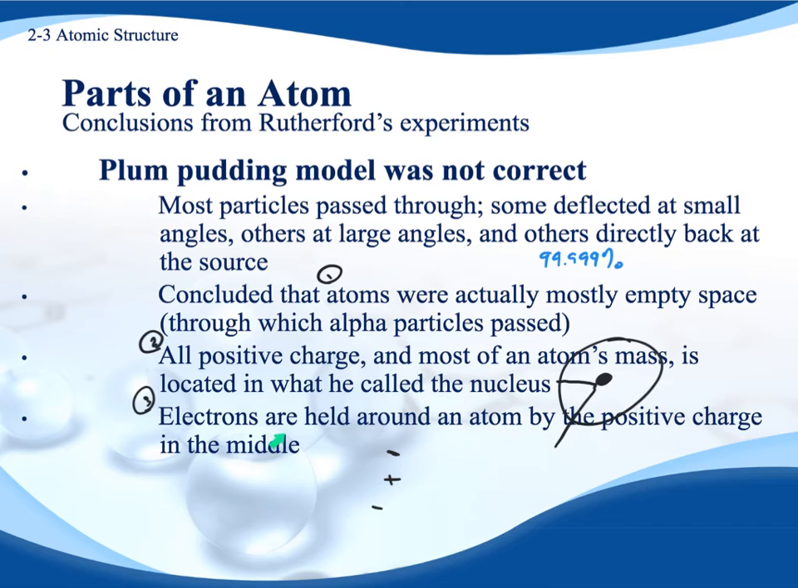And then lastly, electrons are held around the atom by the positive charge in the middle. So if we've got our nucleus here in the middle with the positive charge, as these electrons move around the nucleus, they're being held towards the center of the atom by its positive charge. So it keeps these electrons from just flying away.